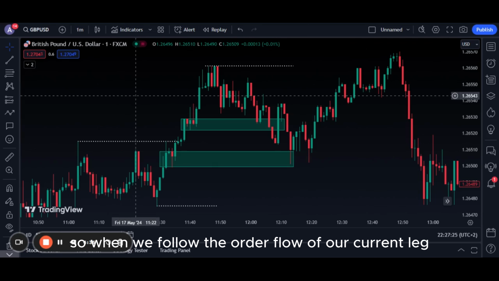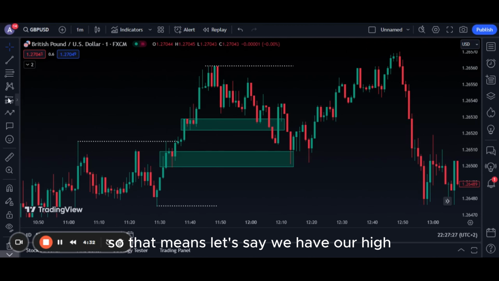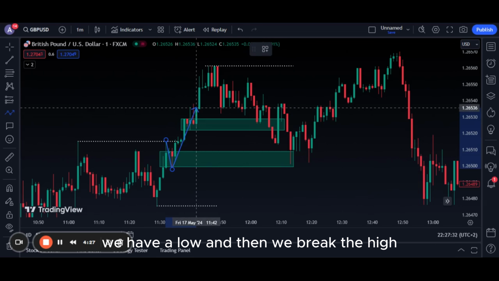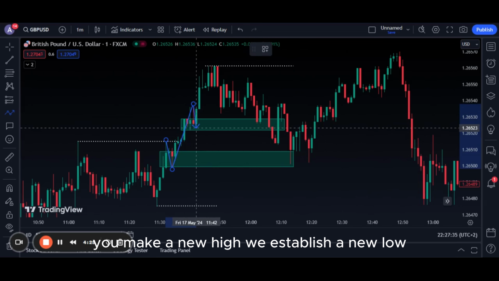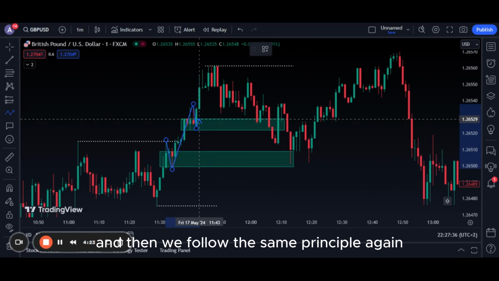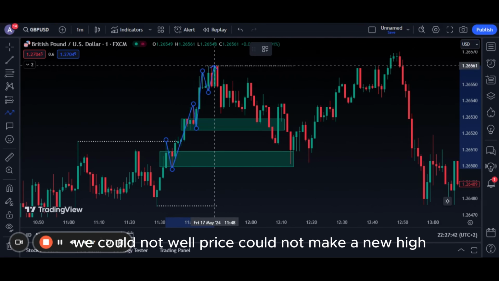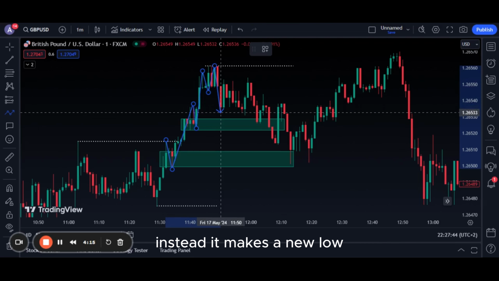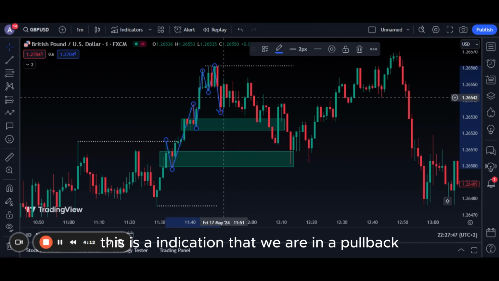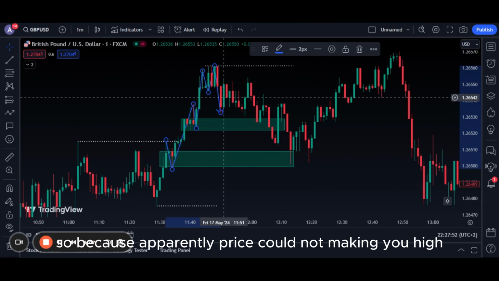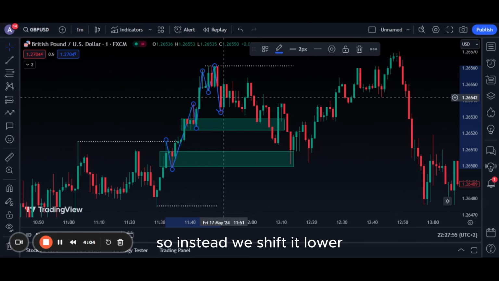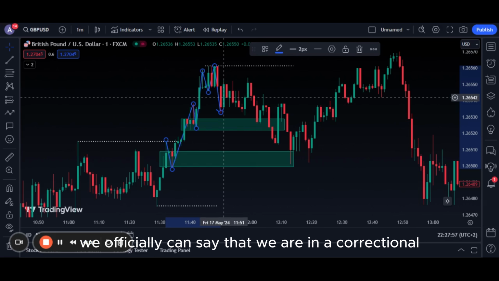So when we follow the order flow of our current leg, so that means, let's say we have our high, we have a low, and then we break the high, we make a new high, we establish a new low, and then we follow the same principle again. When price could not make a new high, instead, it makes a new low. This is a good indication that we are in a pullback. Because apparently price could not make a new high, so instead we shifted lower. So at this point, we officially can say that we are in a correctional move and we can start looking for our setup.